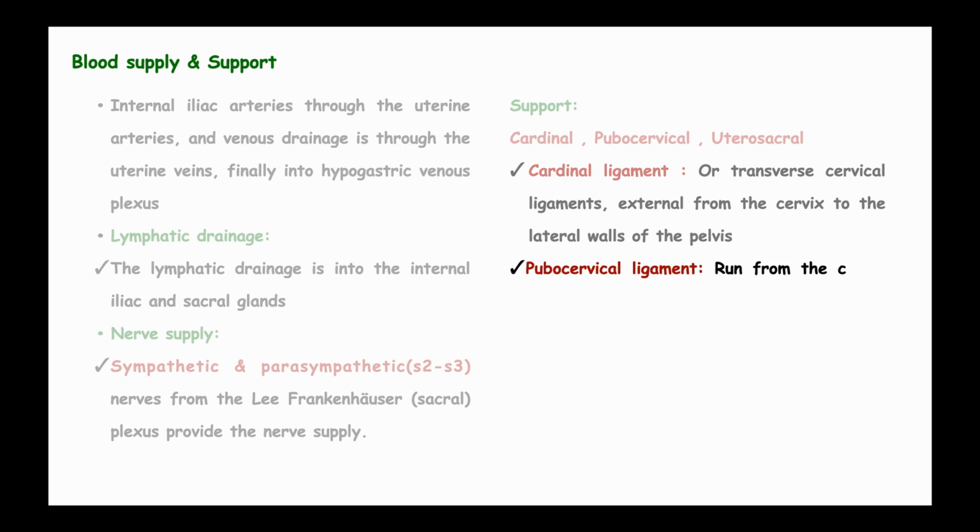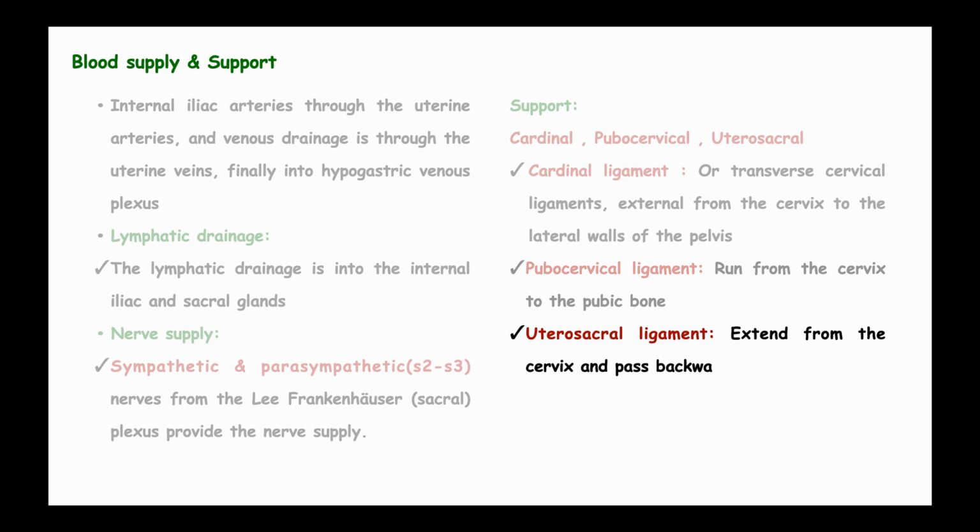Then we also have the pubocervical ligament, which runs from the cervix to the pubic bone, as the name implies, pubocervical, from the cervix to the pubic bone. Then lastly, we have the uterosacral ligament, which also extends from the cervix and passes backwards to the sacrum. So these are the supports of the cervix.